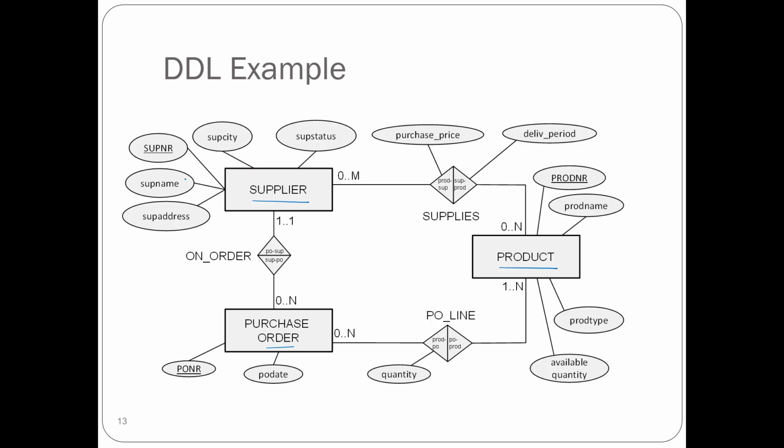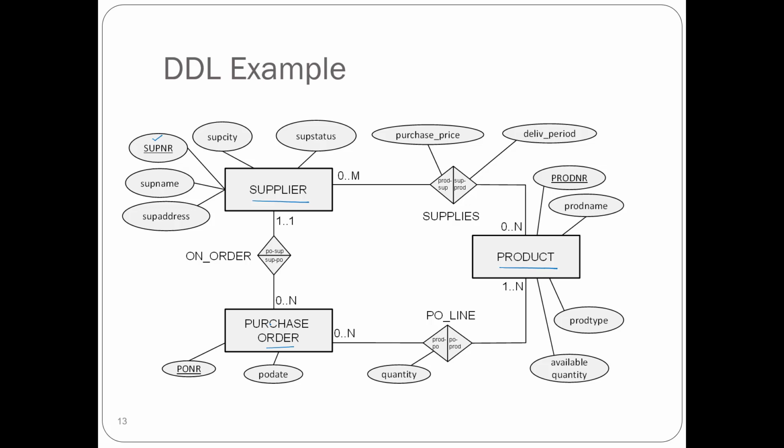The supplier entity type has the attribute types SUPNR, which is supplier number, then SUPCITY, SUPSTATUS, SUPNAME, SUPADDRESS. These are all the attribute types of the supplier. SUP stands for supplier. Out of these attributes, the supplier number, SUPNR, is our primary key. For product, we have the attribute type PRODNR, which is the product number, that's the primary key of the product entity type. Then we have the attribute types PRODNAME, PRODTYPE, AVAILABLE_QUANTITY.